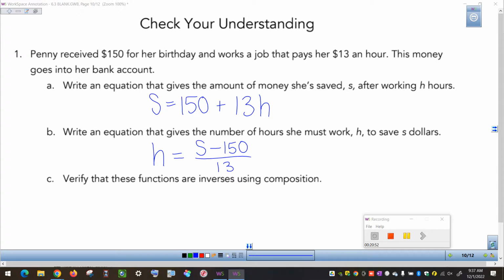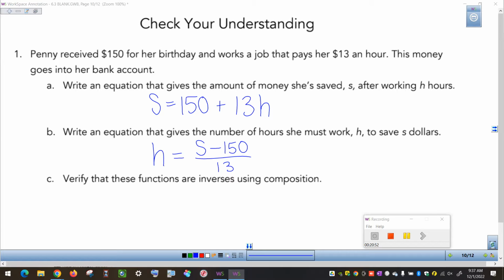Well, the first inverse operation I'm going to do, I'm going to think about subtracting 150 from both sides. Well, that's what I'm doing here. S is whatever her goal is, what she wants to save. We're first going to subtract 150. And then, whatever that remaining amount is, we would undo this. We undo multiplication with division. So we would divide that whole thing by 13. So this is what it would look like putting it into a formula. And then the output is going to give us the number of hours worked.